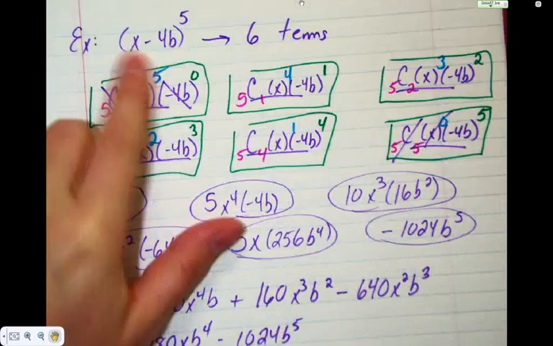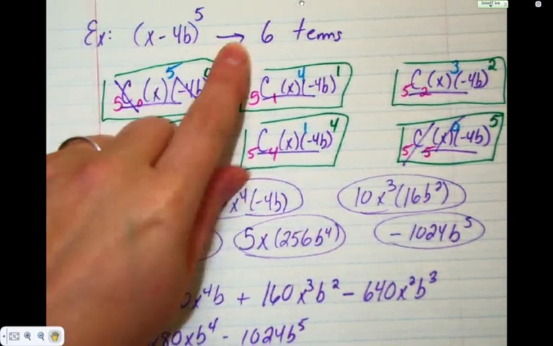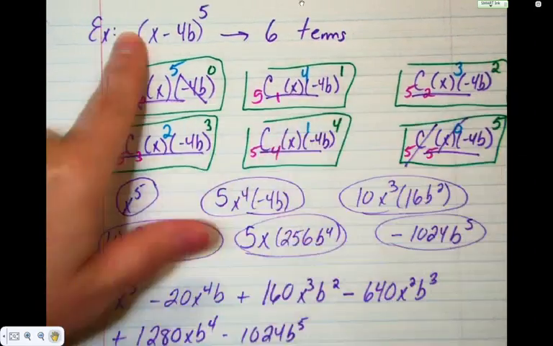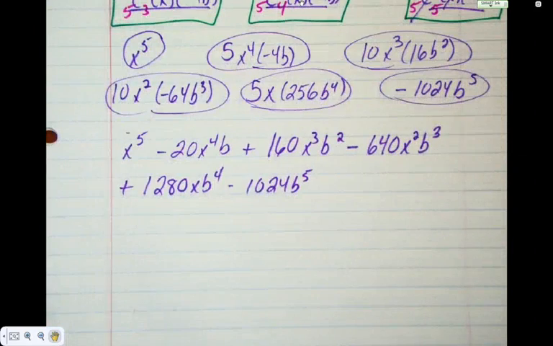But how long would it take you to do x minus 4b times x minus 4b times x minus 4b, 5 times? How long is that going to take to FOIL out and not make a mistake and not miss a term and do everything correctly? That's why we have the binomial theorem.